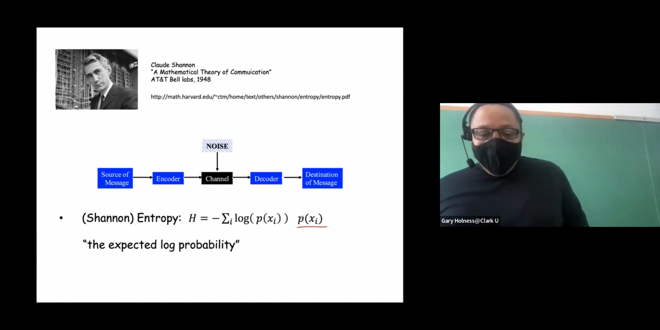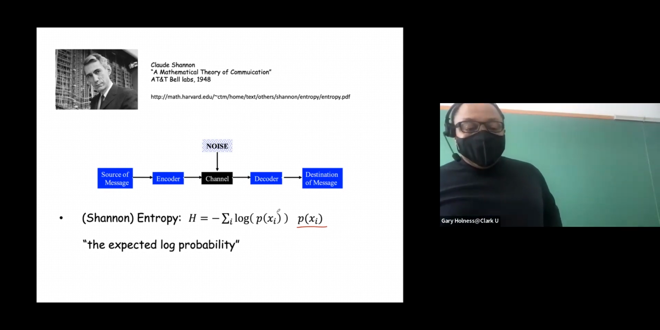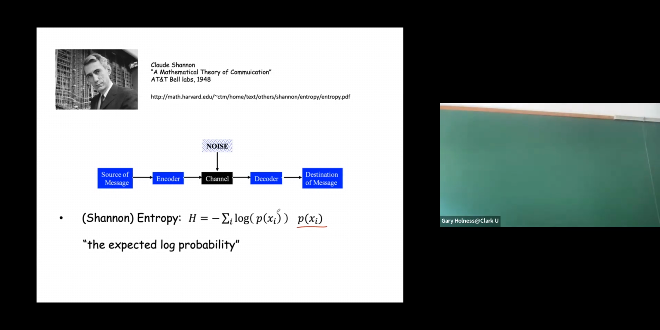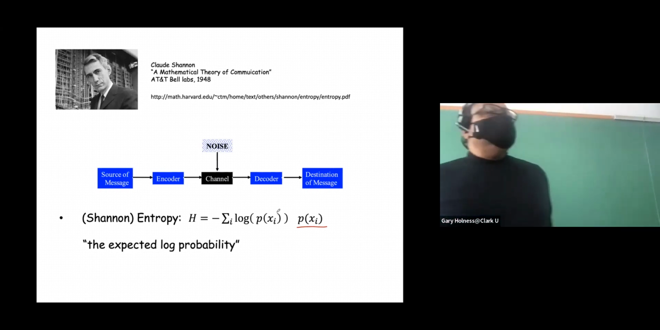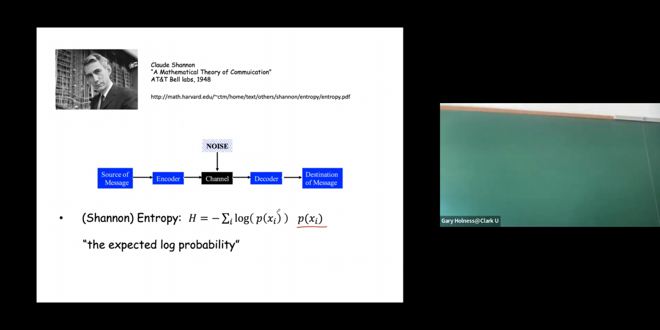That's our P of X. And then it takes the log of this probability and negates it. So you can think of this Shannon entropy as the expected log probability. Now, when the log is log base 2, not base e, this log will tell you the number of bits needed to represent something. Does that make sense?